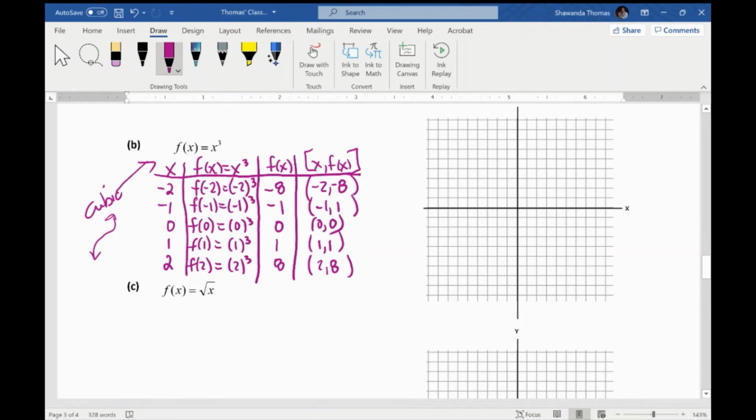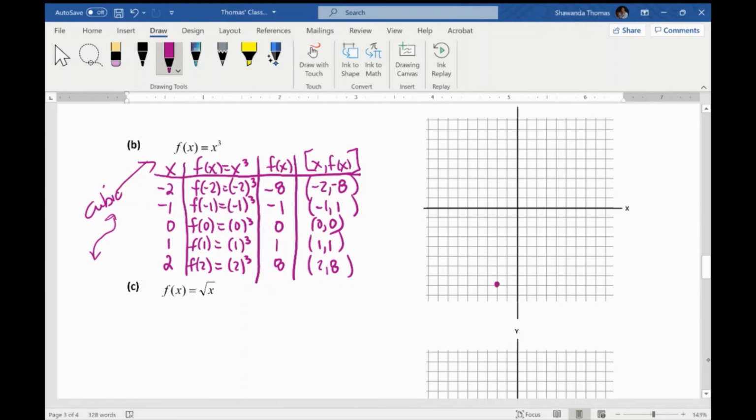So let's plot the points. We're at the origin. Where should we go to plot negative 2, negative 8? Go to the left 2 times. Down 8. All right, left 2, and then down 8. Yep. 1, 2, 3, 4, 5, 6, 7, 8.